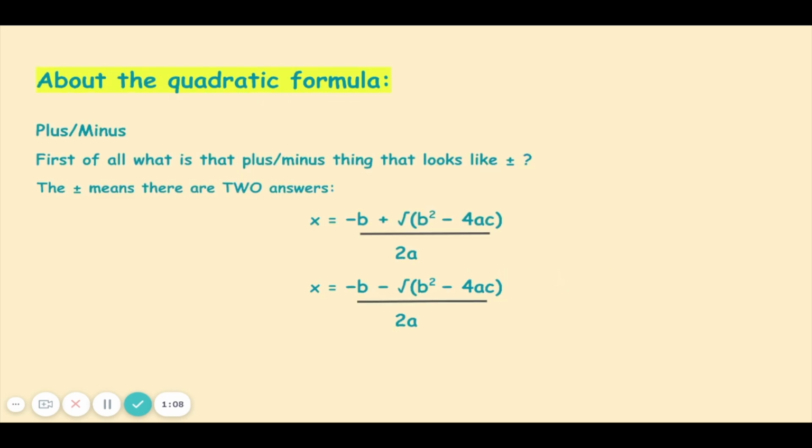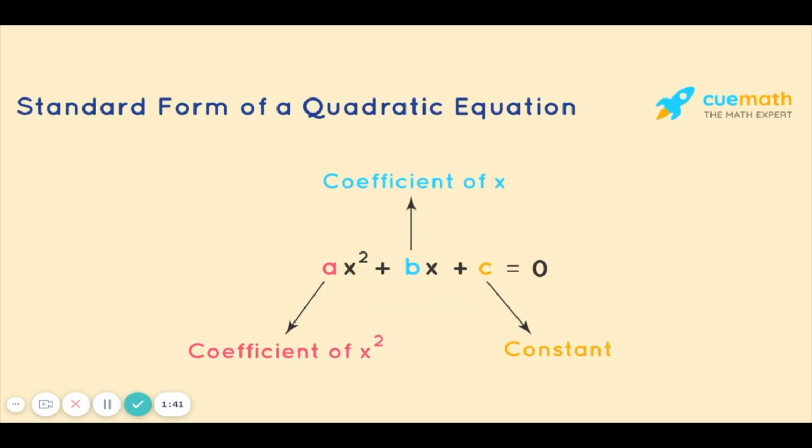So, bakit po tayo may plus or minus? Ang ibig sabihin po ng plus or minus, yung possible answers natin ay dalawa. Yung isa, negative b plus square root of b squared minus 4ac over 2a, and the other one is negative b minus square root of b squared minus 4ac over 2a. So, yung isa, i-add mo, then yung isa, isusubtract mo po. Okay, so plus minus.